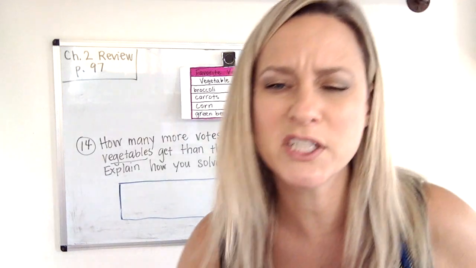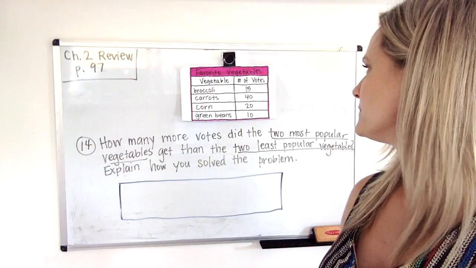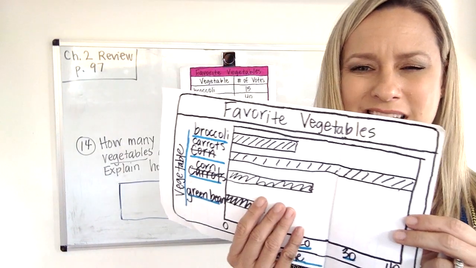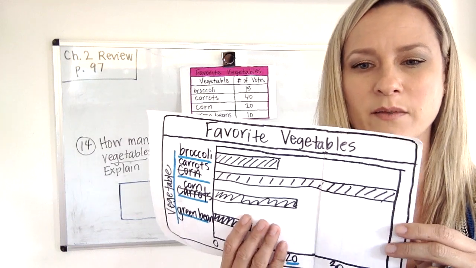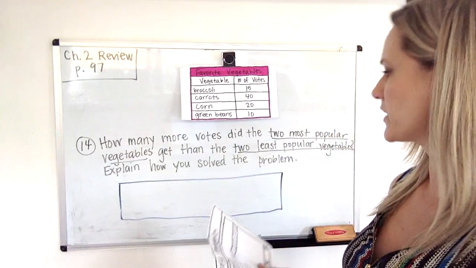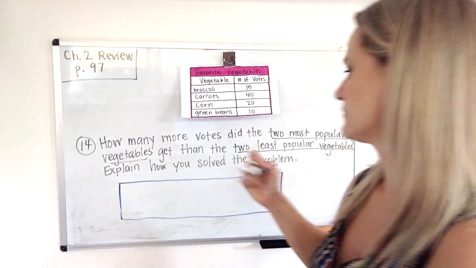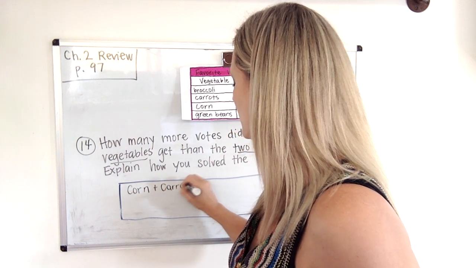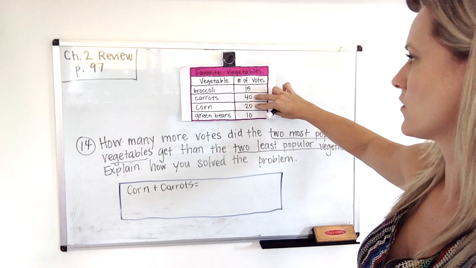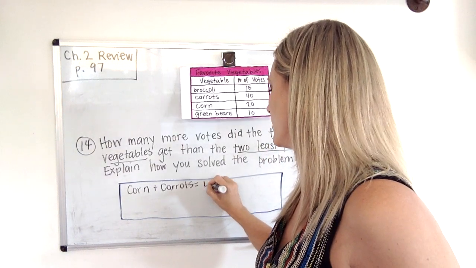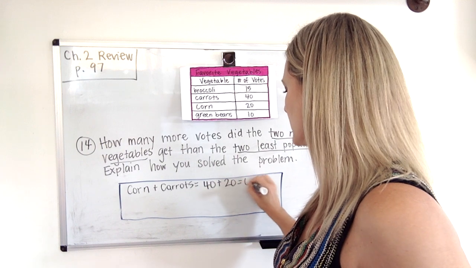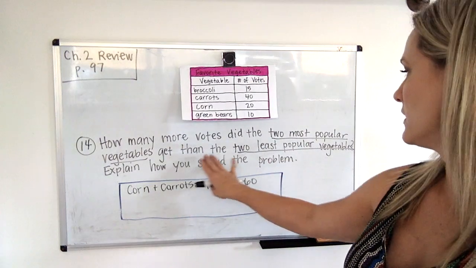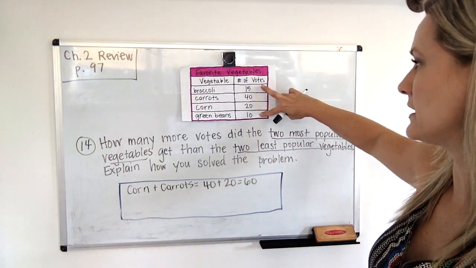So how many more votes did the two most popular veggies get than the 2 least popular veggies? All right, so which veggies were the 2 most popular? Let's find out. Actually, if we look at our chart that we filled in, we could just see that corn and carrots are the most popular, right? So corn plus carrots equals, well, that's easy, 60. 40 plus 20 equals 60. Okay, so 60 people voted for those, and then the 2 least popular were green beans and broccoli.